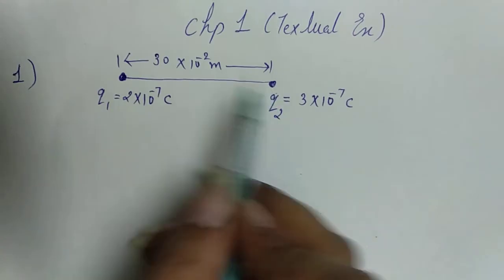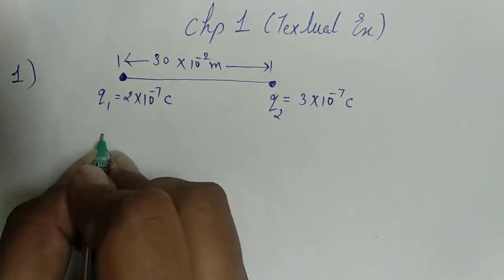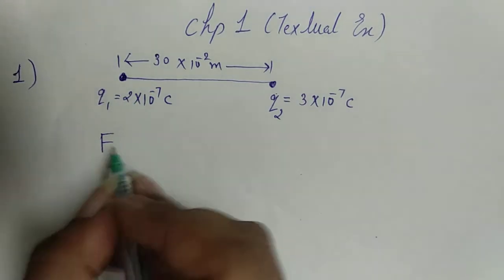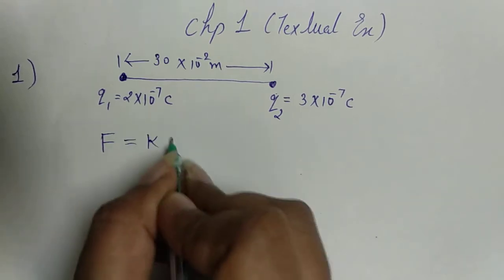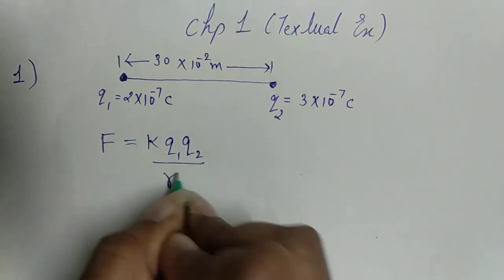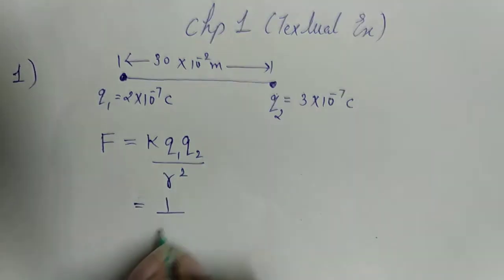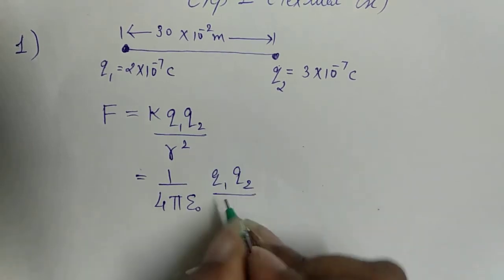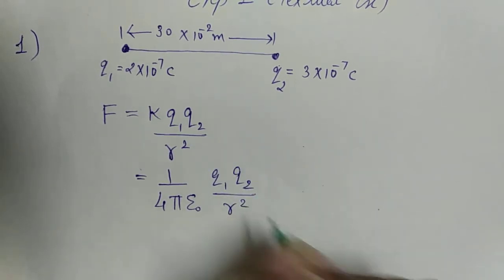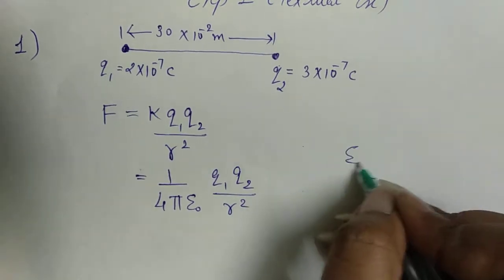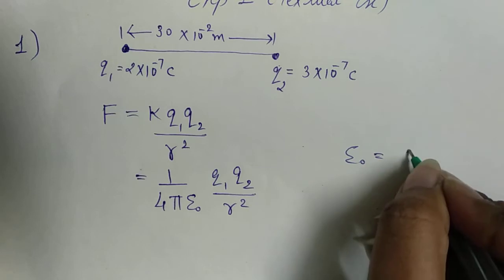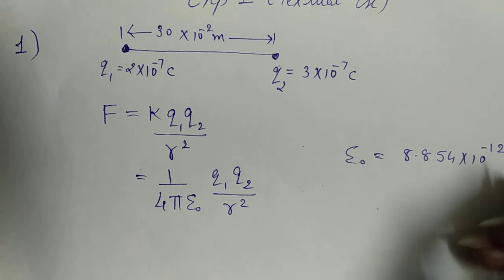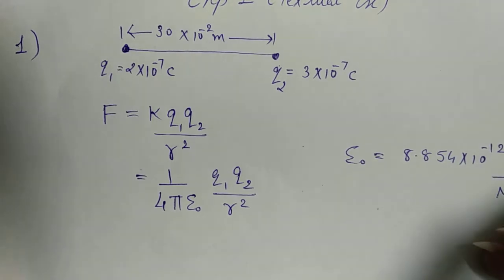So two charged spheres are given, the distance between them is given, and they are asking you to calculate the force acting between these two charges. We know the formula of Coulomb's law. F is equals to K Q1 Q2 upon R square. K is equals to 1 upon 4 pi epsilon naught, so F is 1 upon 4 pi epsilon naught Q1 into Q2 upon R square. The value of epsilon naught is 8.854 into 10 raised to minus 12 coulomb square upon Newton meter square.